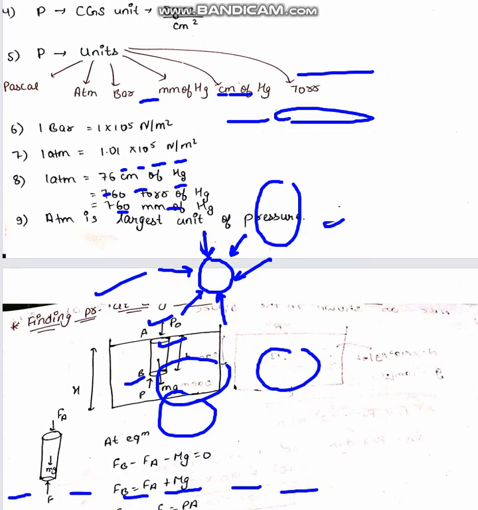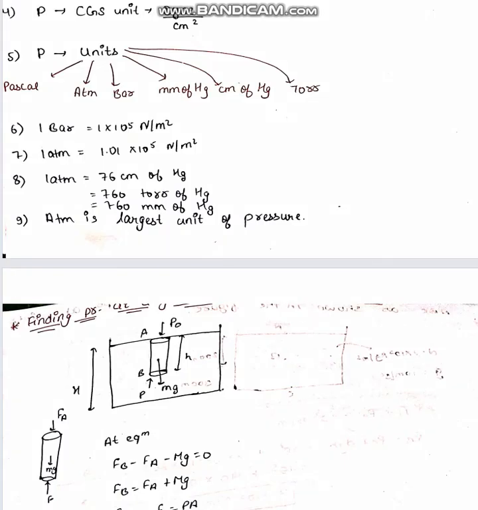Then there are certain relations between these units. 1 bar is equal to 1 times 10 to the power 5 Newton per meter square. 1 atm is 1.01 times 10 to the power 5 Newton per meter square. 1 atm is 76 centimeter of Hg, or 760 torr, or 760 mm of Hg. And out of these units, atm is the largest unit of pressure.